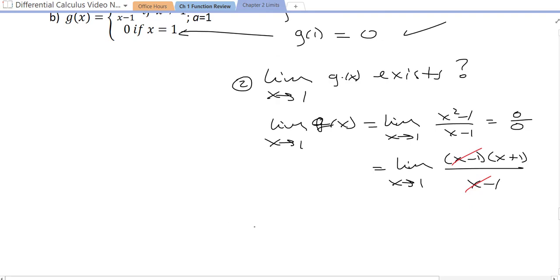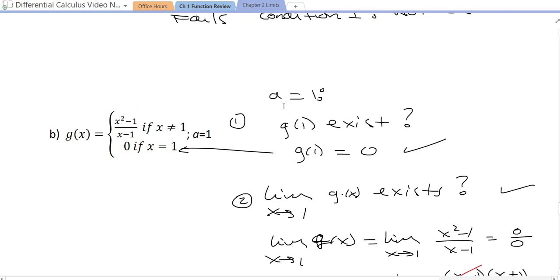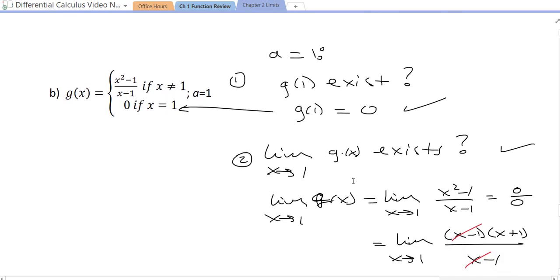And this limit, though, what do we get? Limit as x goes to 1 is just x plus 1. So plug in 1, I get 2. So does the limit exist? Yes, the limit is 2. So condition 1 is satisfied, condition 2 is satisfied.